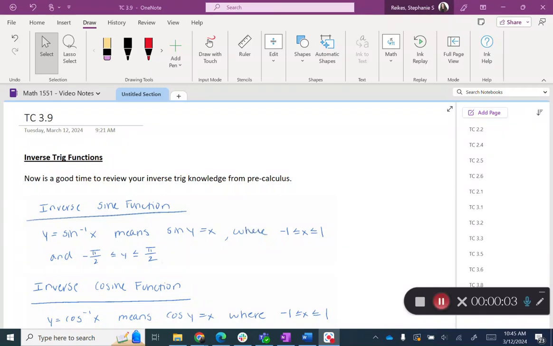In this video, I'll go over inverse trig functions. Now's a good time to review your inverse trig knowledge from pre-calculus. Let's look at one for an example.